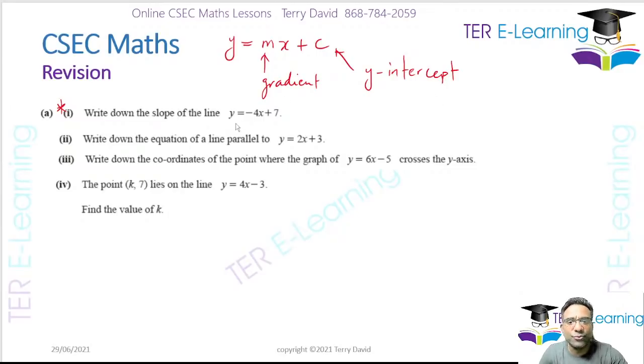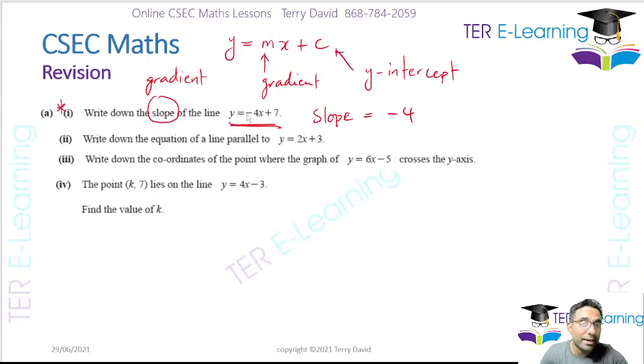So m is my gradient, c is my y-intercept. Now that equation is written in the format y is equal to mx plus c already. So if I wanted to write down the slope, and by the way, another name for slope is also gradient, so don't get confused when you go in the exam and they say slope, and you think, I don't know what slope is. Slope is gradient, that's just another name for it. So y is equal to minus 4x plus 7. That means the slope of this line is equal to minus 4. How do I know that? It's the number just in front of the x. My slope is minus 4, right?